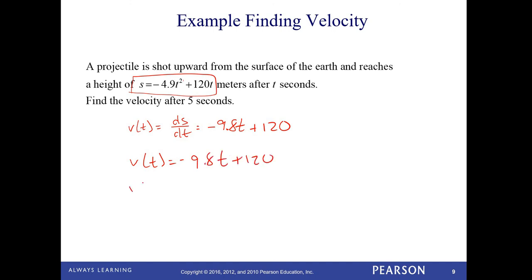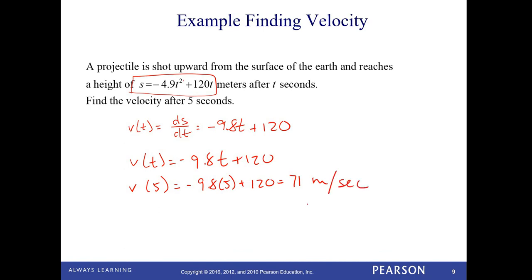We want to find the velocity at 5 seconds, so we're just going to plug that into our equation, and we get 71 meters per second.